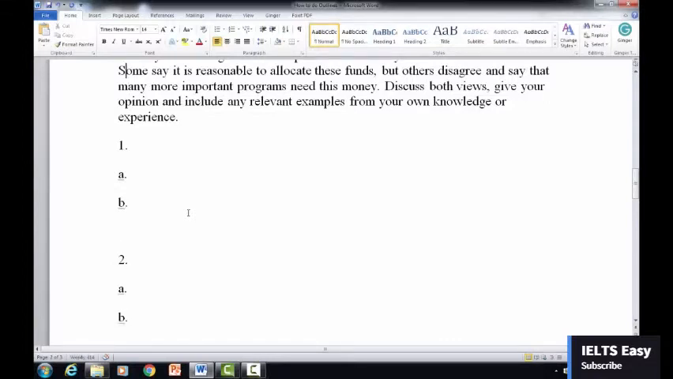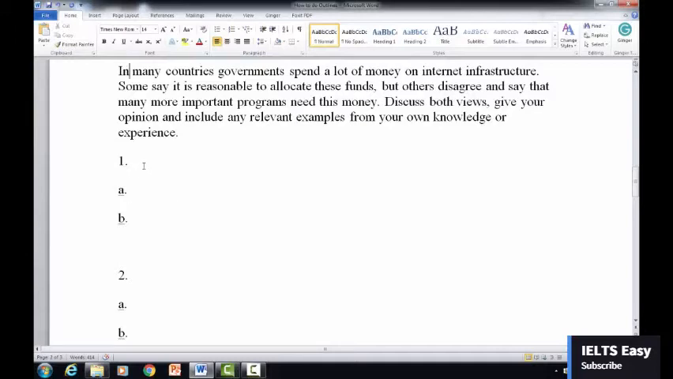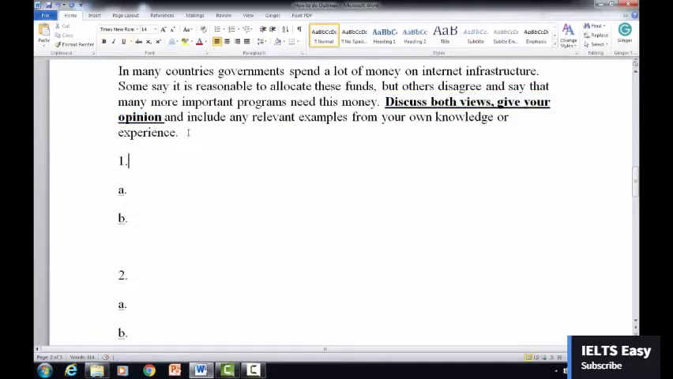Now let's look at the question. The question says, in some countries, governments spend a lot of money on internet infrastructure. Some say it is reasonable to allocate these funds, but others disagree and say that many more important programs need this money. All right, so discuss both views and give your opinion. So always look at what the question says. It's not an agree or disagree question, so you can't manage it like an agree or disagree question. You have to discuss both sides.